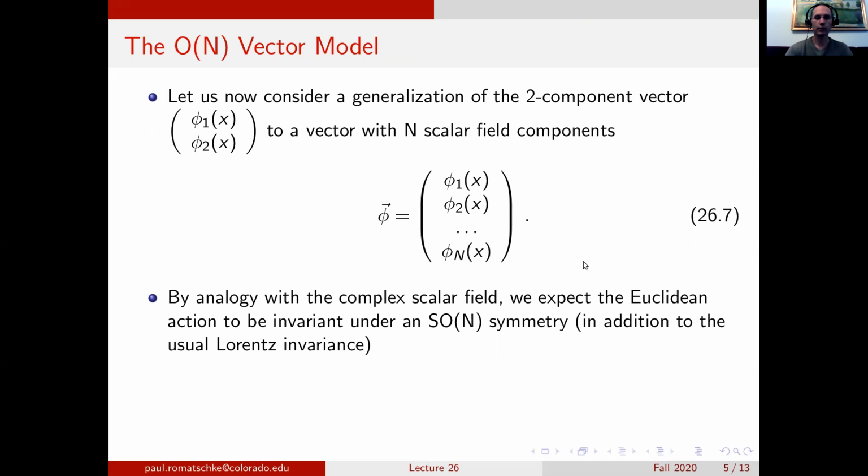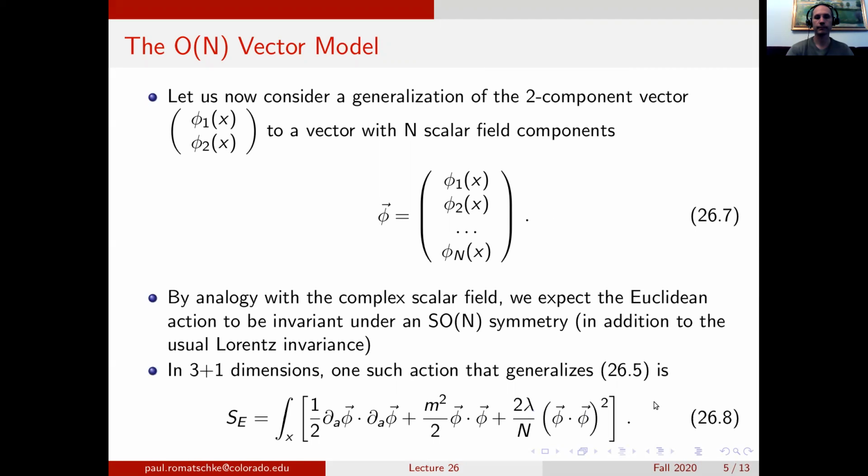In addition to the usual Lorentz invariance, we will expect the action for that O(N) vector model to be invariant under an SO(N) symmetry as a generalization of the SO(2) rotation symmetry that we had for the complex scalar field. In 3+1 dimensions, it's not hard to write down what the form of such an action has to be. Essentially, we can just take the result of the previous slide and replace it by only combinations that are invariant under these rotations in an n-dimensional space. And equation 26.8 is one particular generalization of this action to n components.